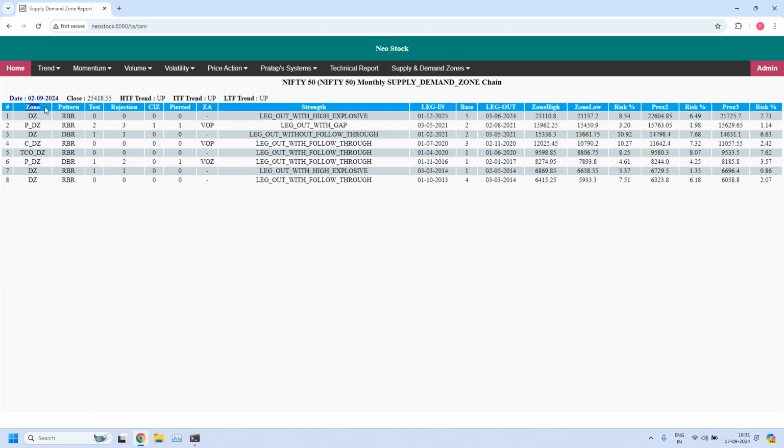Always look into the zone column for finding the high liquidity zones, if any, and look into the pierced column to see if the zone is pierced or not pierced, and also your selected time frame. That trend will be the LTF trend. So remaining columns you can understand easily. So remember these points for all the reports.